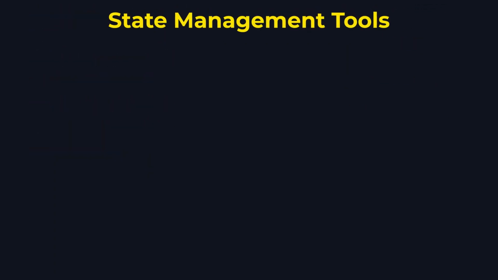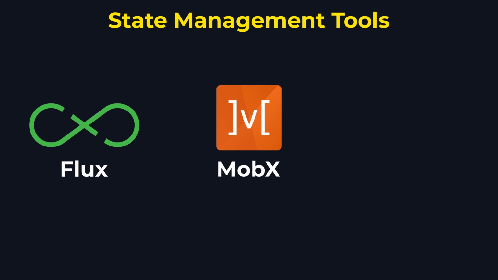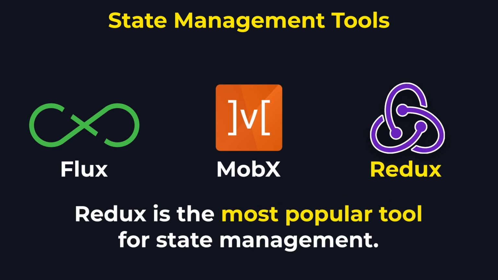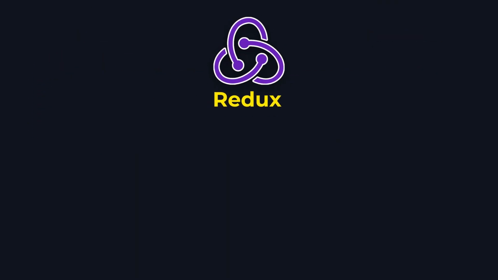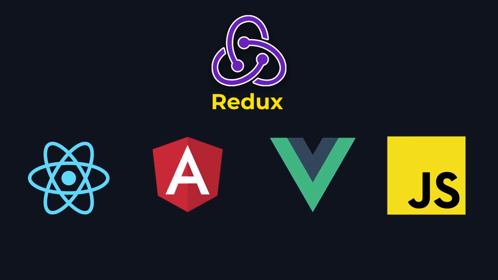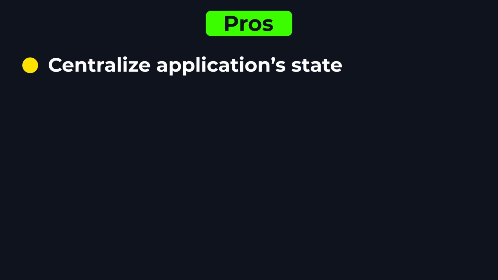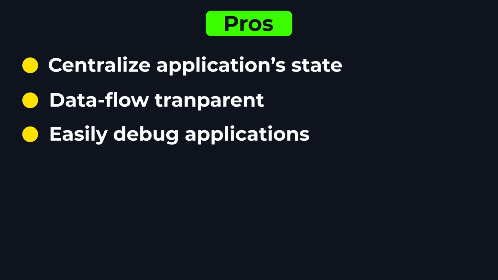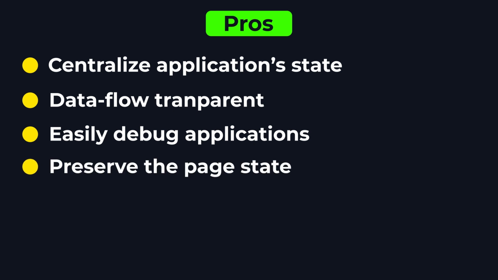There are many state management tools like Flux, MobX, and Redux. Redux is the most popular tool for state management. The good thing about Redux is you can use it with React, Angular, Vue, or with vanilla JavaScript. With Redux, we can centralize our application state. Redux will make our data flow transparent. We can easily debug our applications with one of the best debugging tools, and we can also preserve the page state of the application. We will see all of these later in this course.